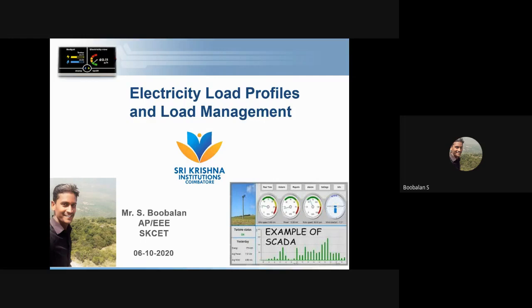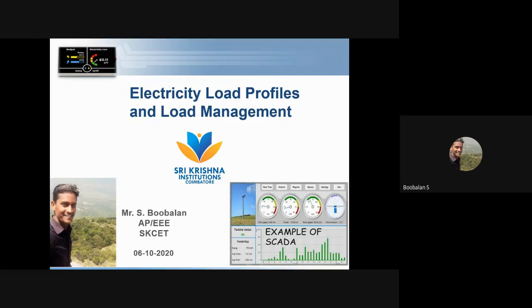Today we're just going to continue from the previous classes. In previous classes we have seen electricity load profile and load pattern, right? So load profile and load pattern we saw in our last class. With a small quick recall, we're going to continue. So what actually is that load curve, or load pattern, or load profile?